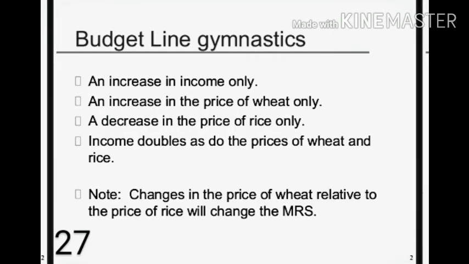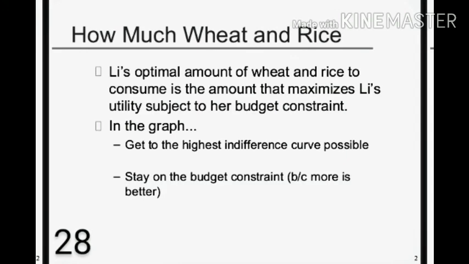Budget line gymnastics: an increase in income only, an increase in the price of wheat only, a decrease in the price of rice only, and income doubling as do the prices of wheat and rice. Note: changes in the price of wheat relative to the price of rice will change the marginal rate of substitution of a good. How much wheat and rice?